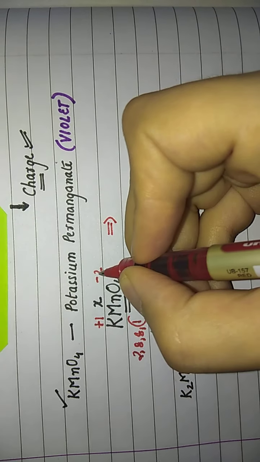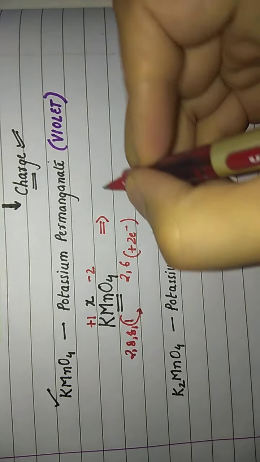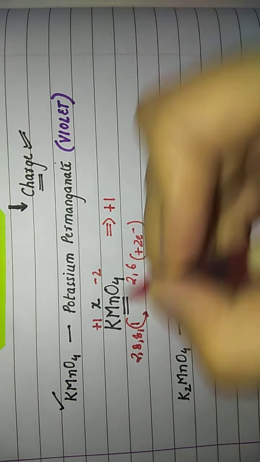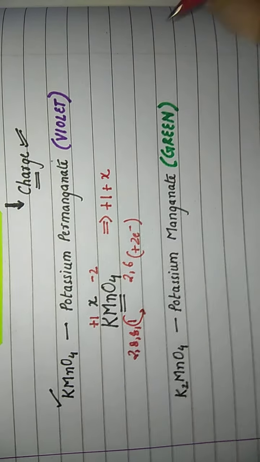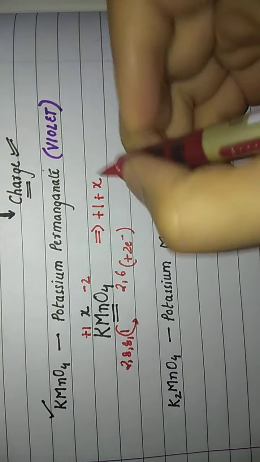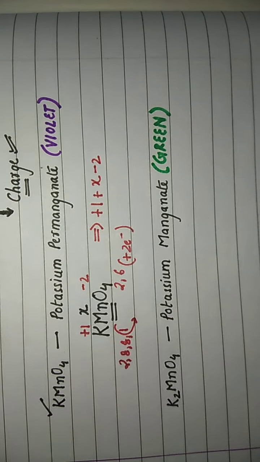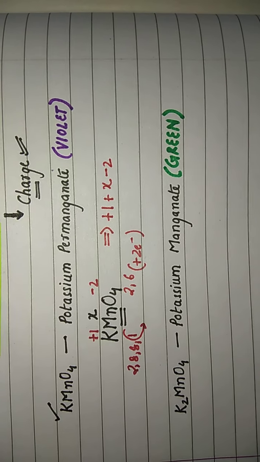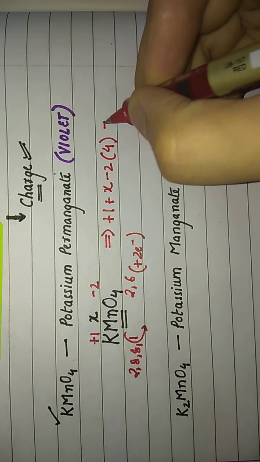Let me sum up all the charges present in this particular molecule. I have the potassium atom with a +1 charge. Then I add the charge of manganese to it, which we have taken as X. And then I add the charge of oxygen to it, which is -2. But there is not just one oxygen atom. There are 4 oxygen atoms present in this compound. So this -2 will be multiplied by 4.